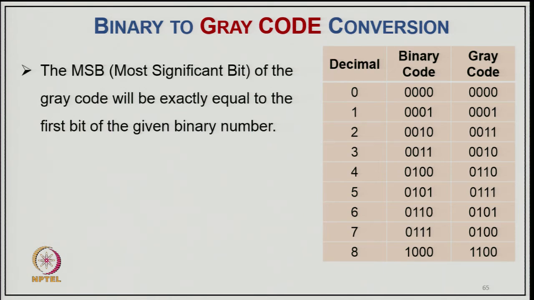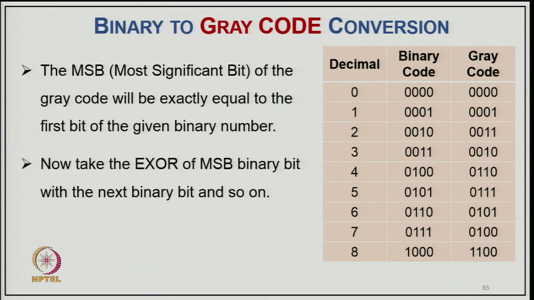So, you have a decimal here, you have a binary equivalent, and this is the gray code. And in gray code you can just see, as it is mentioned here, the MSB of the gray code will be exactly equal to the first bit of the given binary number. So, you can just see how, so the method we will talk about. Now, take the exclusive OR of the MSB binary bit with the next binary bit and so on. That is the method by which we do it. So, XOR is the logic gate we already discussed earlier.